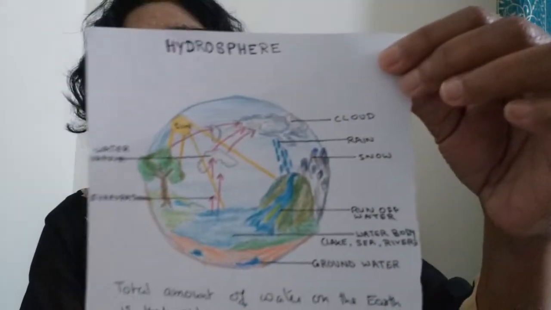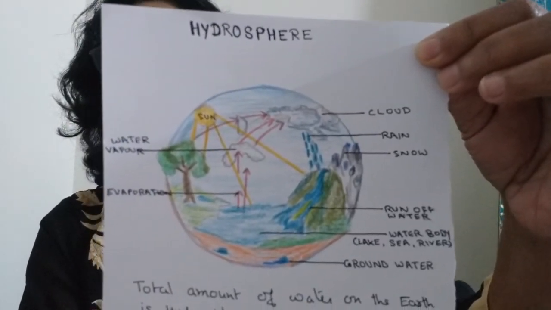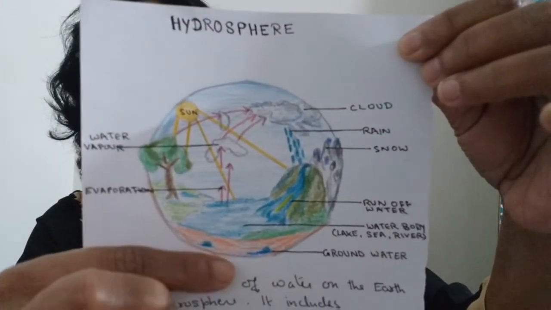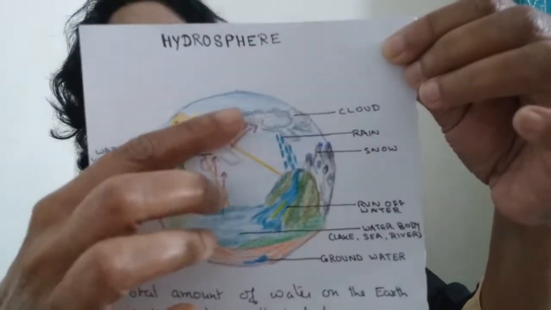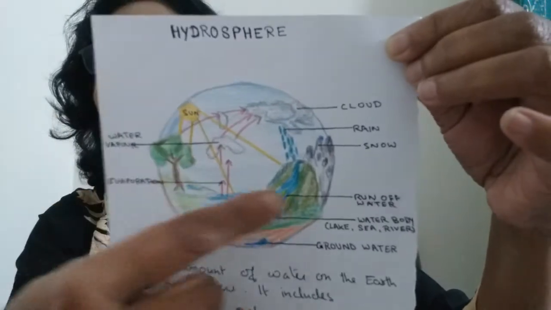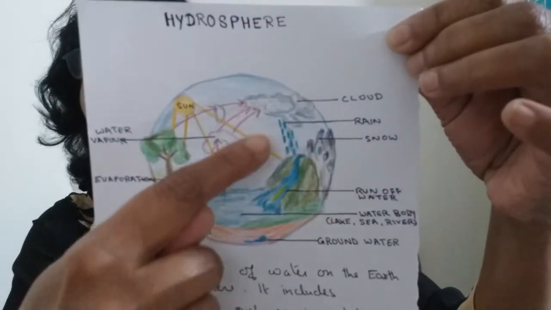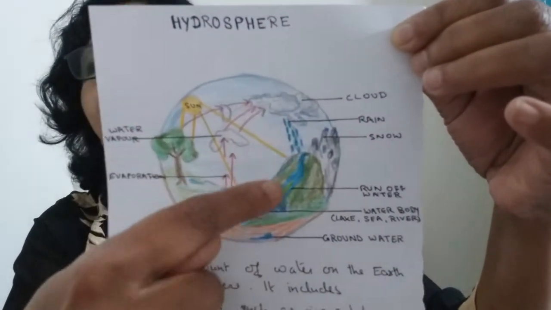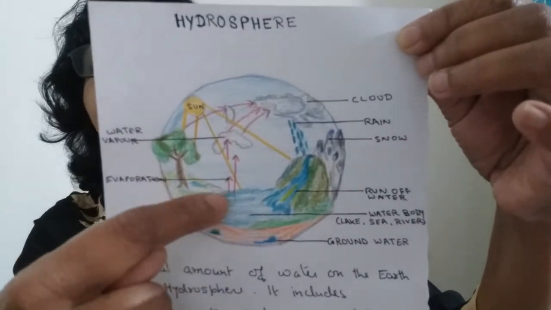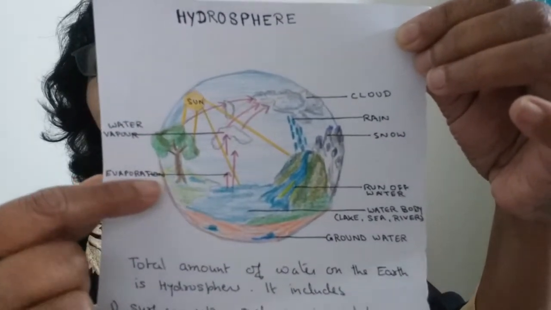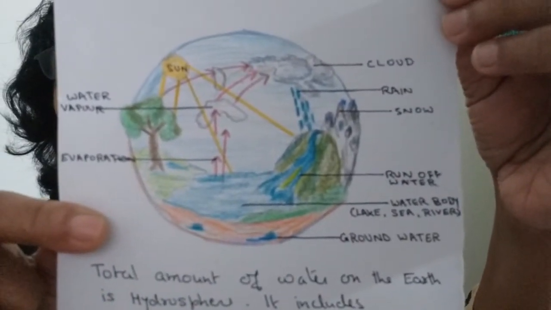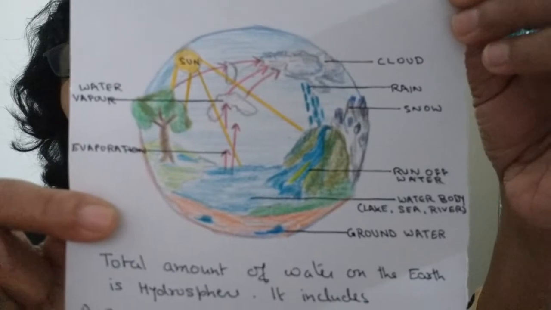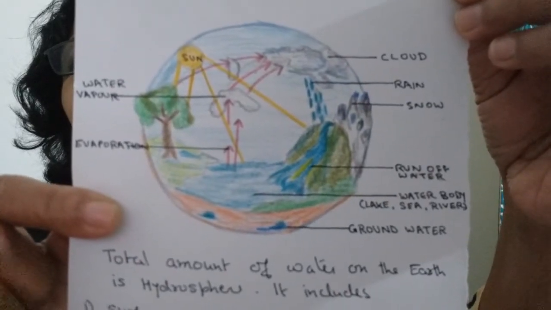Now, you can see in this figure, I have shown all the water which is present on the earth, whether it is in the form of groundwater under the ground, or it is in the form of surface water, whether it is snow or it is rain or it is flowing from the slopes or it is a lake, river, sea, whatever it is. All these forms of water constitute the hydrosphere, including the cryosphere.